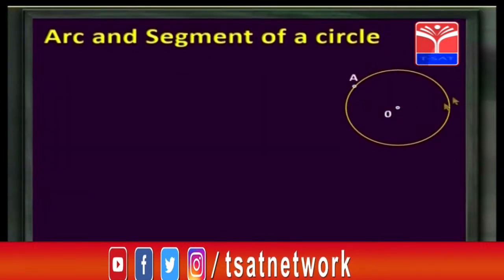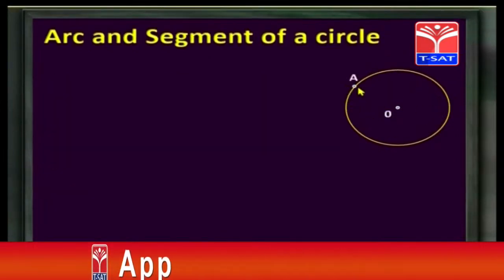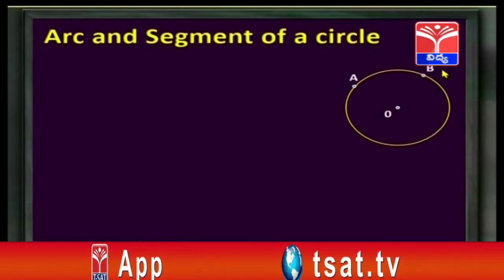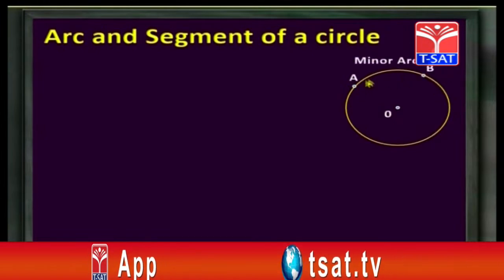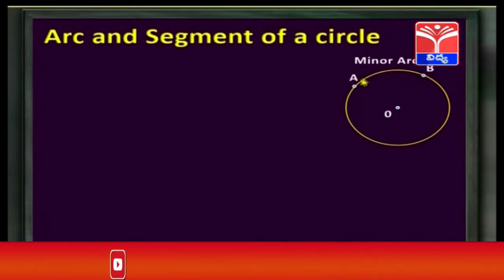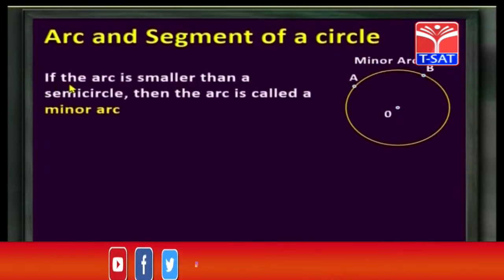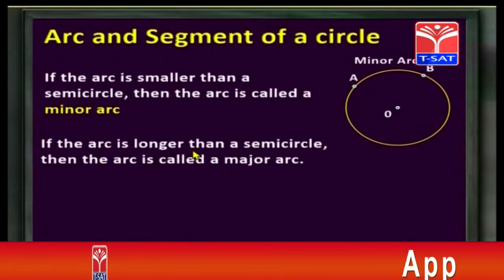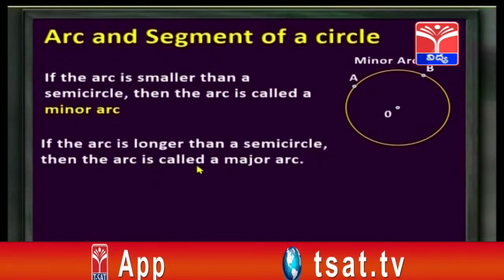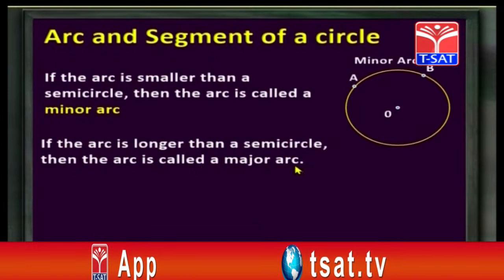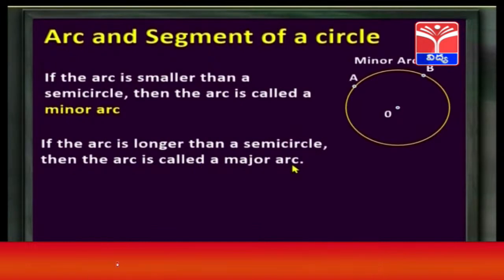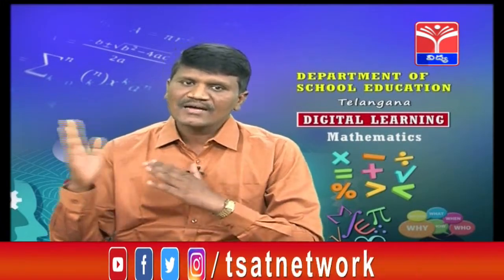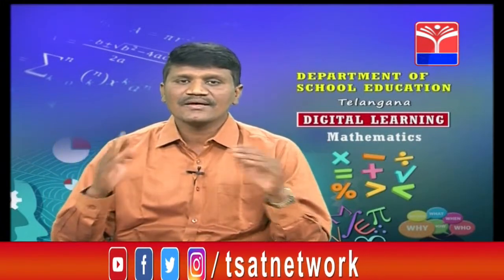Now, O is a circle and A is a point on the circle and B is one more point on the circle, then AB will be a minor arc. If the arc is smaller than a semicircle, then the arc is called a minor arc. If the arc is longer than a semicircle, then the arc is called a major arc.